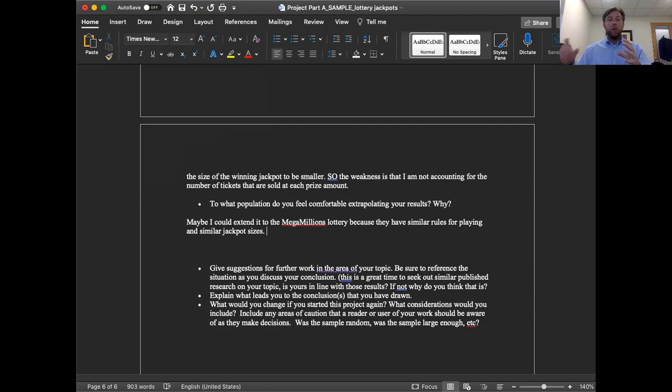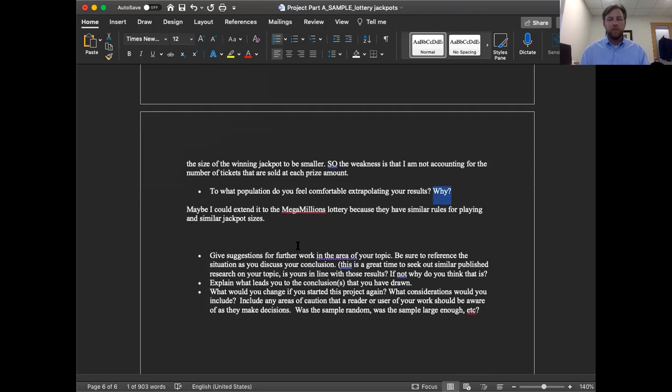And then you want to identify what is another population you could take your results to. And you want to have a why. You want to make sure that you explain why you're making that extension, that extrapolation. Give suggestions for further work in the area.